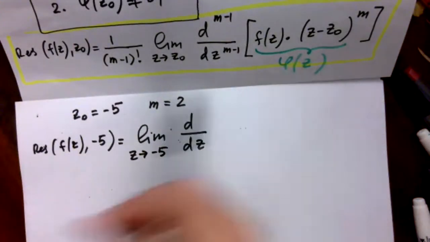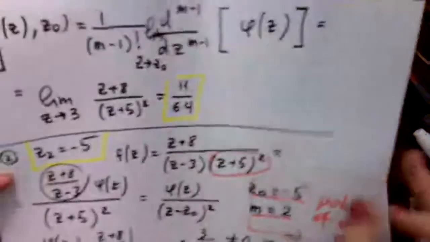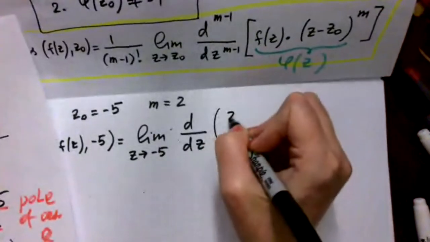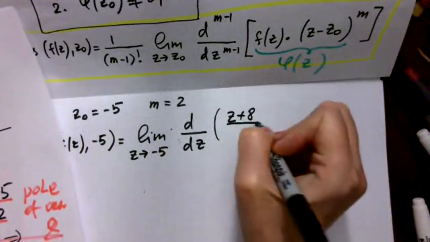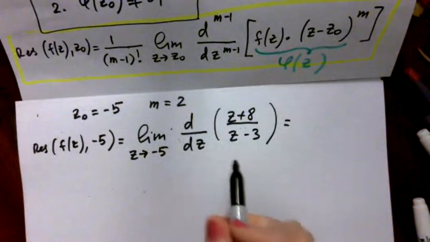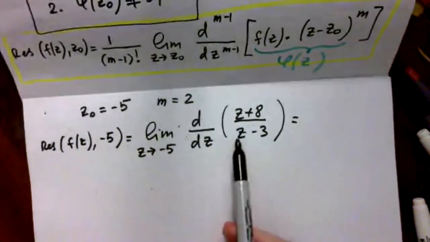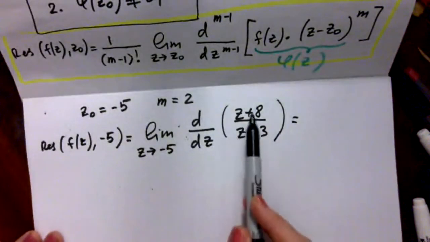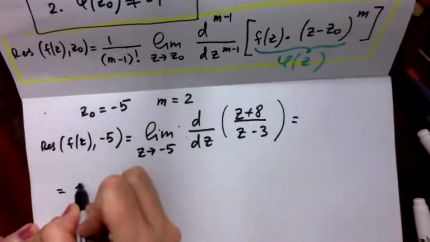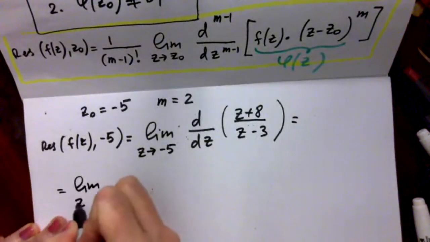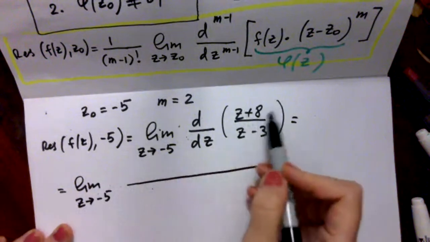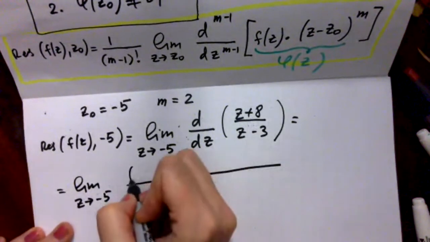What is phi of z in our situation? Ah, yeah, here it was. It's the fraction z plus 8 divided by z minus 3. It's not a terribly challenging task, of course, to differentiate the fraction. You know this, the quotient rule, of course. So let's do it. I'm rewriting the limit in front, z tends to minus 5. And now I'm going to take the derivative of this fraction.